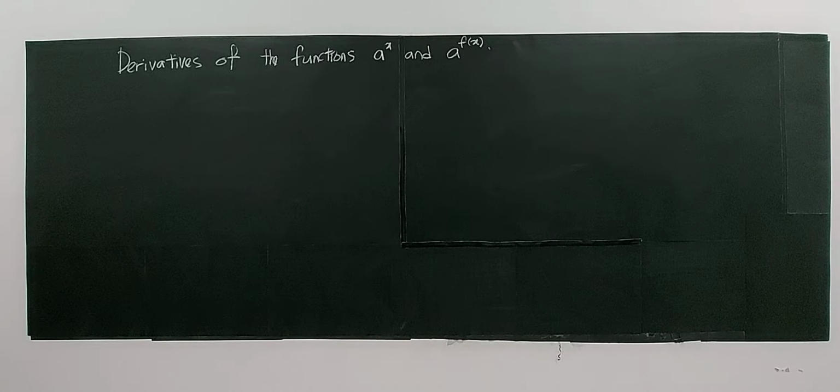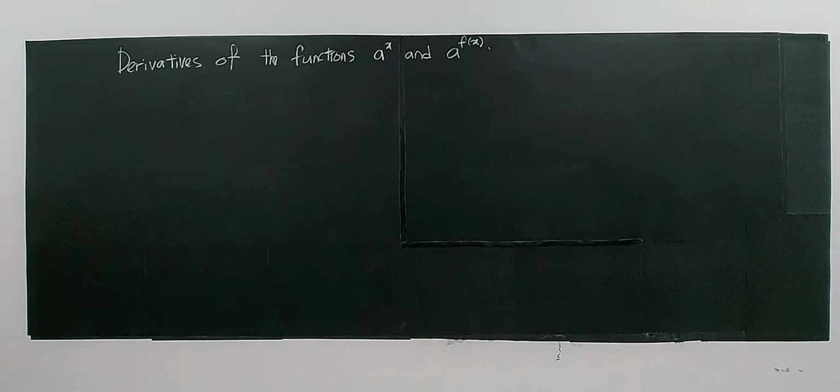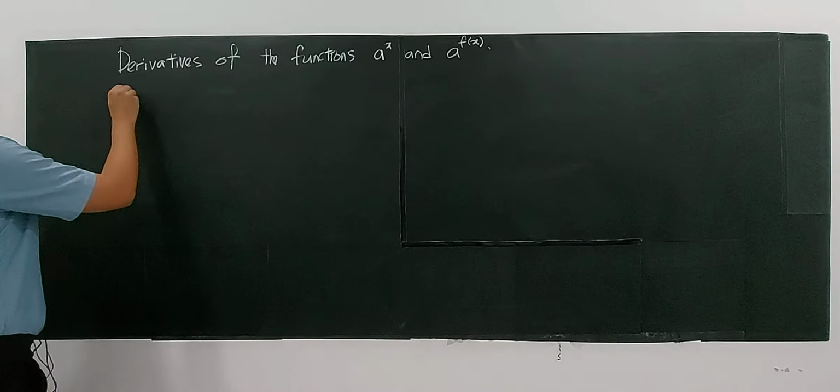Okay, in this video we're going to talk about the derivative of the exponential function with base a. In the previous video we talked about the natural exponent e. Now it's a, where a is also a constant which is greater than 1.